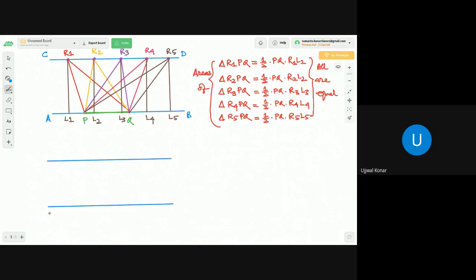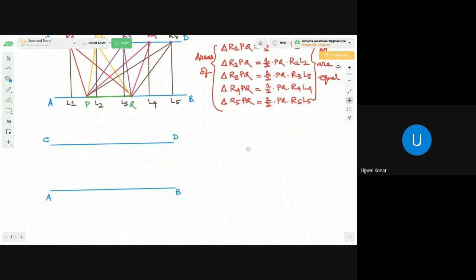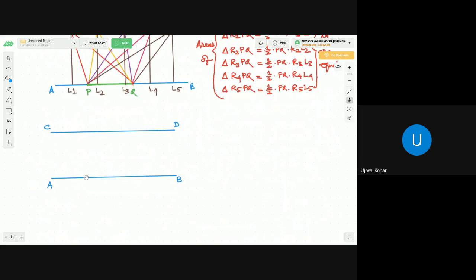The first one is AB and the second one is CD. Now, dear students, if you look into it, what I'm going to do is take three such points here. One point is P1 Q1, another one is P2 Q2, and another one I'm making like this, P3 Q3.